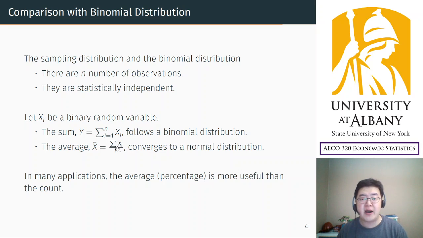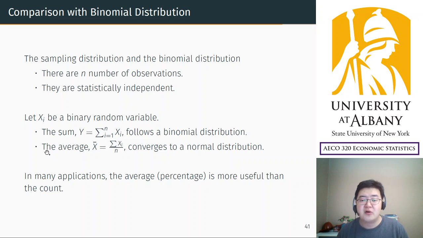So by the sampling distribution theory, by the central limit theorem, we know that its distribution converges to a normal distribution. So basically both are the same thing. The only difference is we divide the summation by n, and that's one difference. Another difference is that the binomial distribution is not an approximation. It is an exact probability distribution. There is no error at all as long as the assumptions are satisfied.